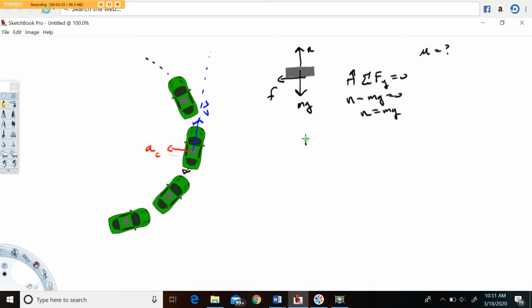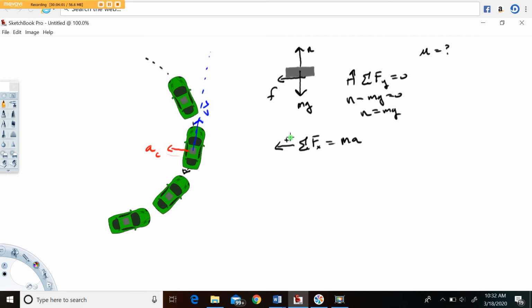Next force equation: the sum of all forces in the x direction is equal to mass times acceleration. Again, Newton's second law in general is force equals ma. This one was a 0 because there was no acceleration in the vertical direction. Here, however, there's an acceleration towards the center of curvature. In this picture, that's in the same direction as this. That's this way, so that's what I'm calling now the x direction.